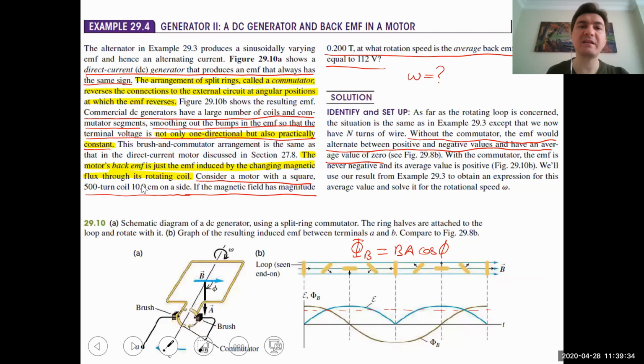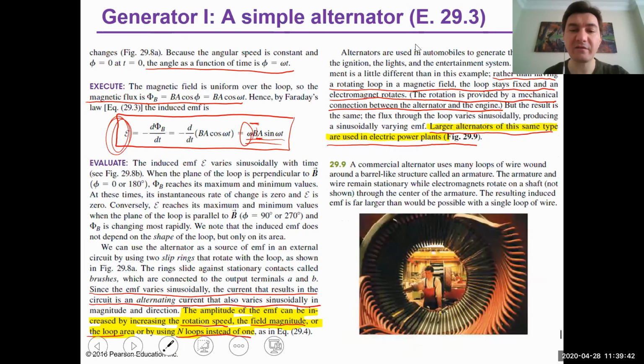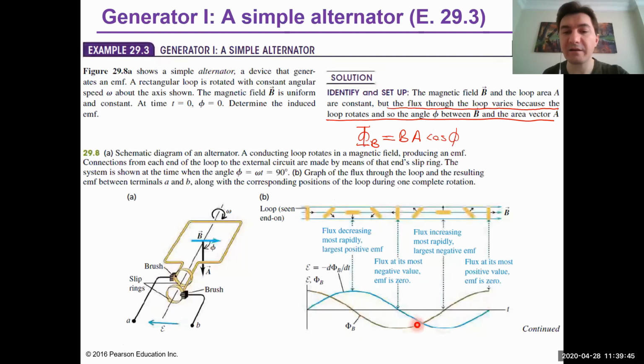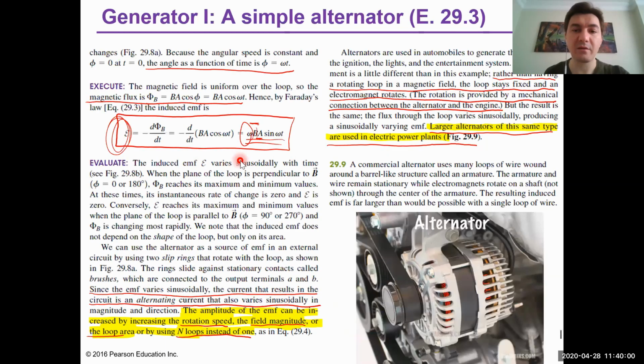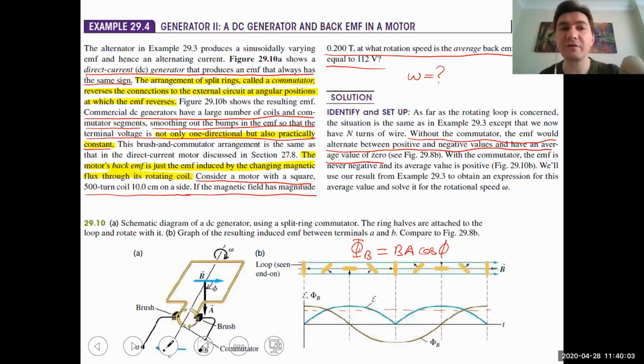Okay, then let's continue with a DC generator and back EMF in a motor. Here we have shown that we have an alternating current we produce within the loop here, okay? Because EMF changes sinusoidally, right? You can see it here. But we have also generators or alternators that produce DC EMF and DC currents. So how to do that?